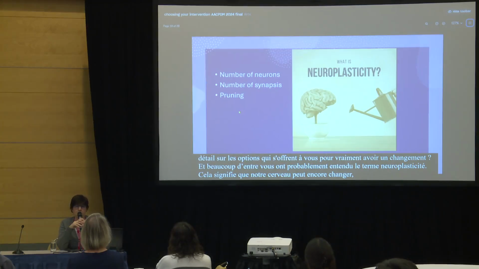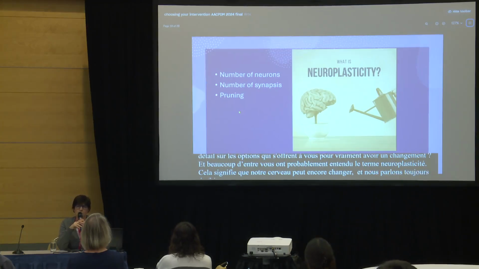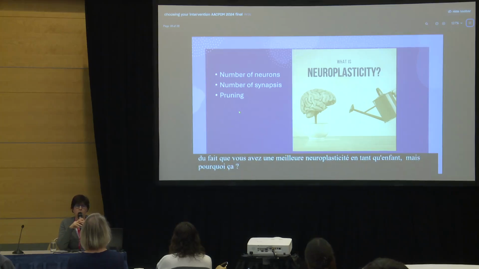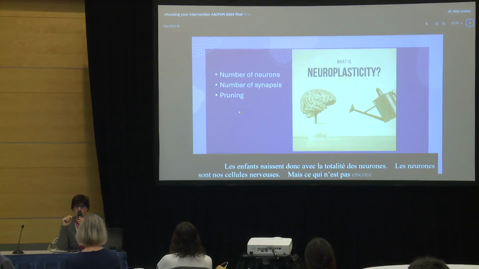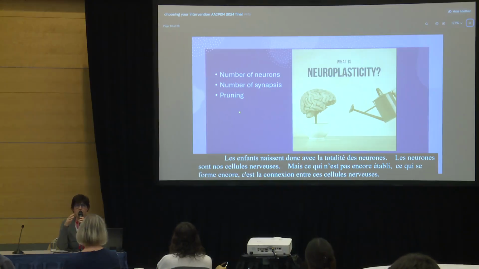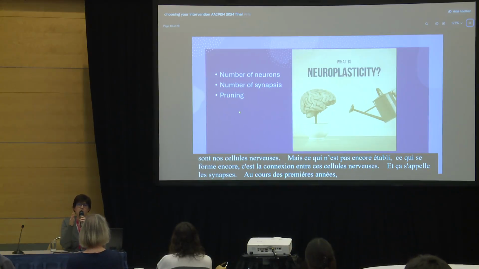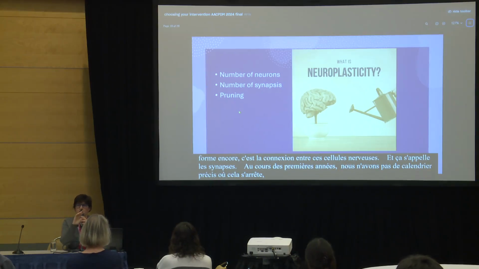But why is that? So children are born with actually the full amount of neurons. Neurons are our nerve cells. But what is not yet established, what is still forming, is the connection between those nerve cells. And it's called the synapses. And so over the first few years, we don't have an exact timeline where it stops, but plus or minus, I would tell you it's about the first 5-6 years where those synaptic connections happen, and you have a lot of them.